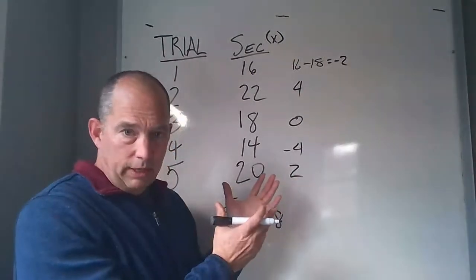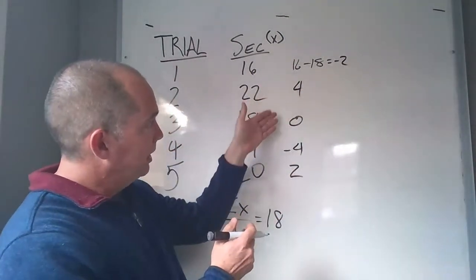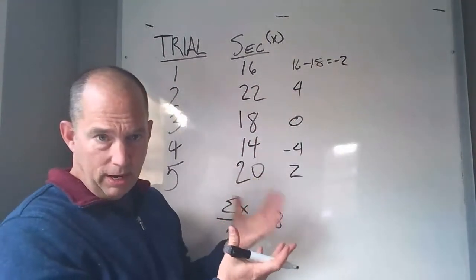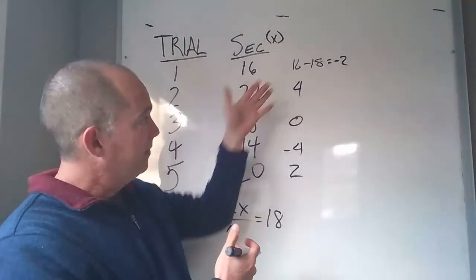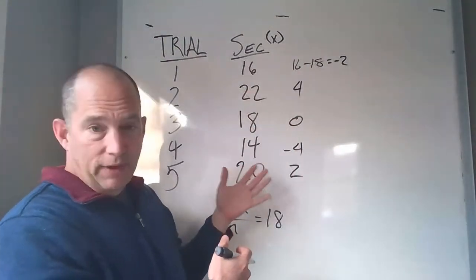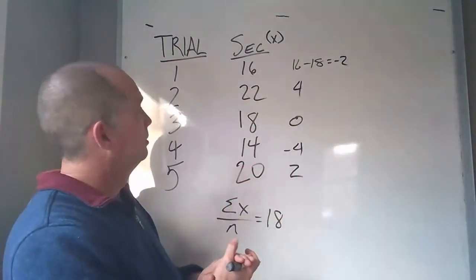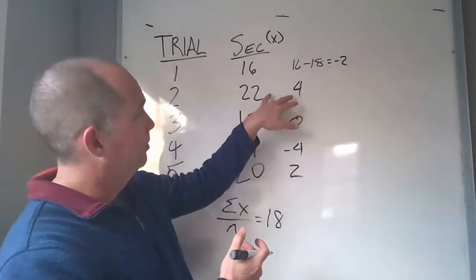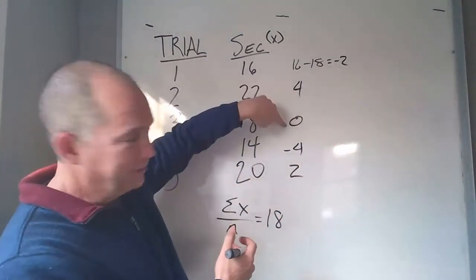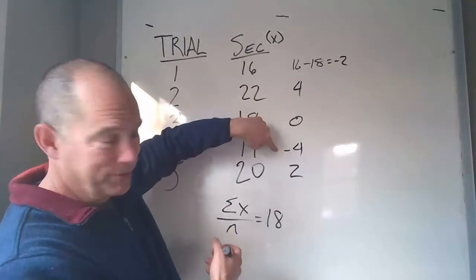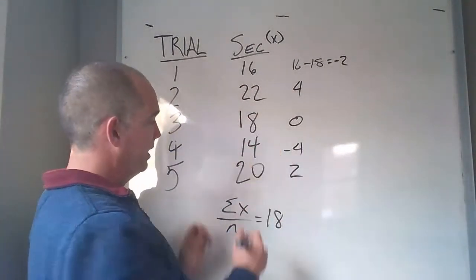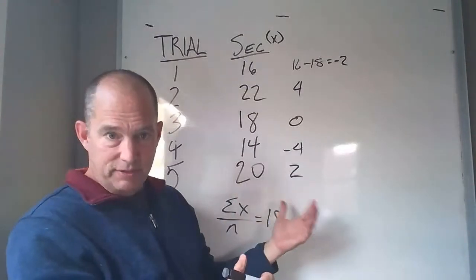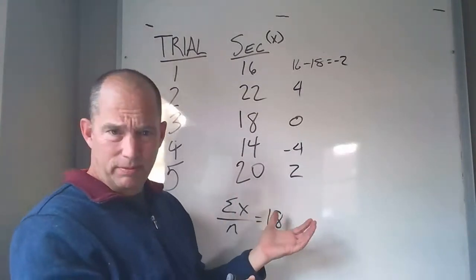And so now I can say, well, what is the average deviation? On average, how far are my observations away from 18? Well, to calculate the average, I would just add these together and divide by 5. So -2 plus 4 is 2, plus 0 is 2, minus 4 is -2, and plus 2 is 0. So I take 0 and I divide that by 5, and I get an average deviation of 0.